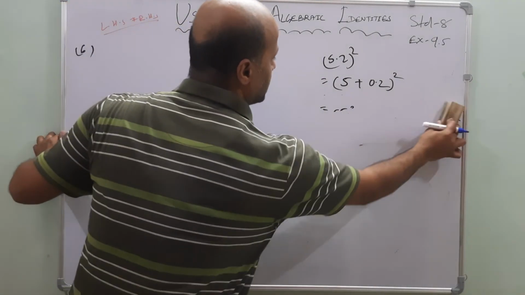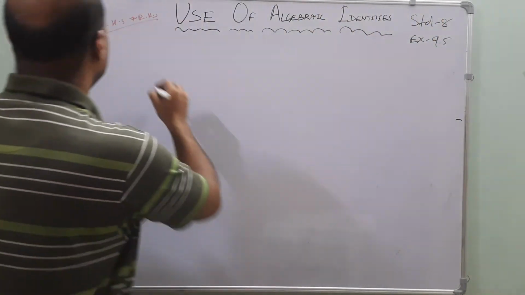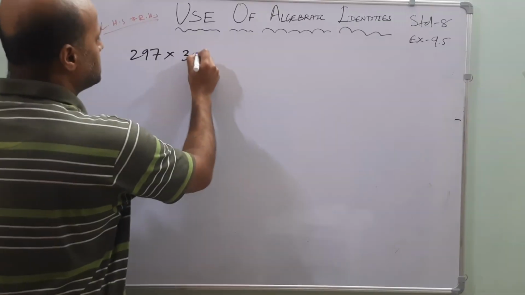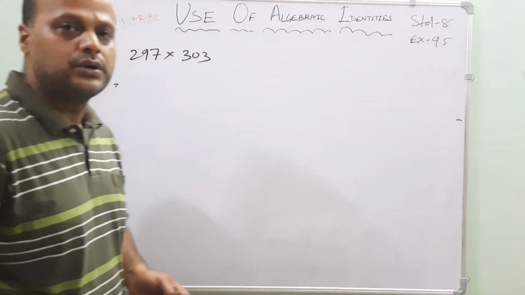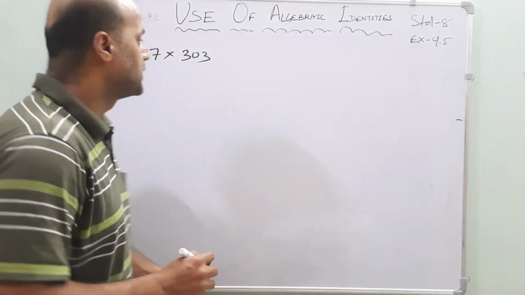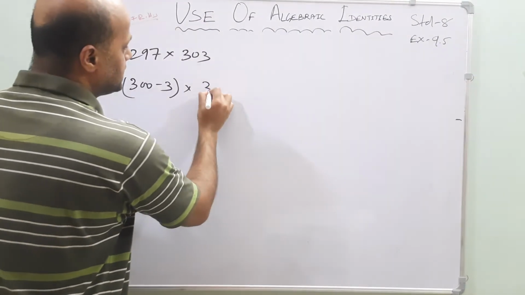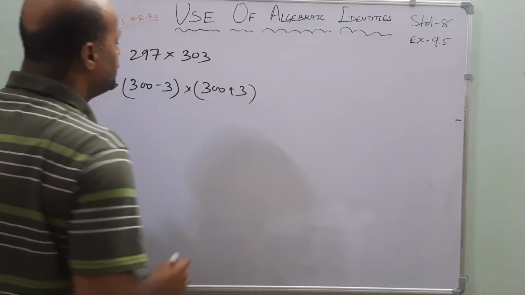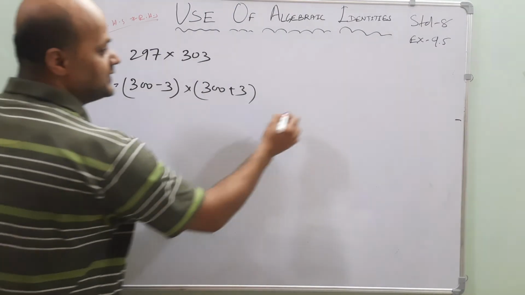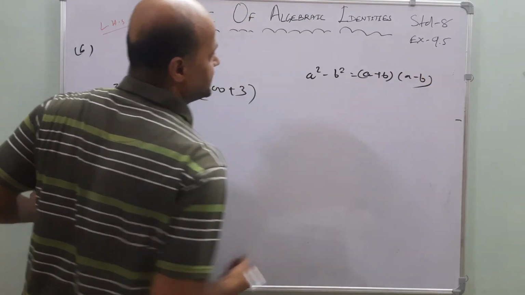Because here only plus signs are coming, other identities are not coming, so we will use the other identity. 297 into 303. Now 297 nearest rounding number is what? You can round this into the nearest 100. What is that? 300 minus 3. Again, here it is 300 plus 3. Now, which expression is it? A plus B into A minus B. Whose formula is it? It is A square minus B square is equal to A plus B into A minus B. This identity we are going to use.